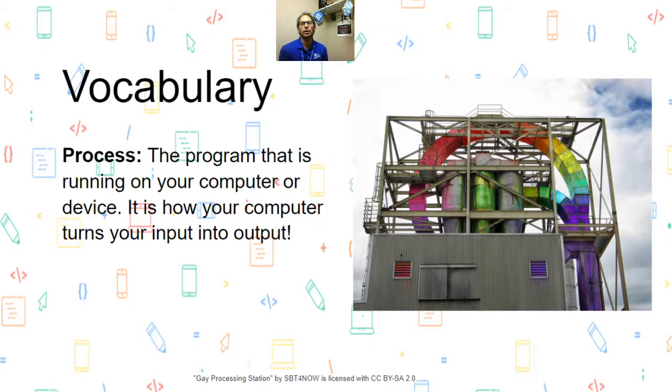Okay, and finally, our last vocabulary word is process. Okay, and the program that is running on your computer or your device, maybe your smartphone, is how the computer turns your input into output. Okay, so it's the whole thing. And there's a picture of a factory here, and if you're not sure what a factory is, basically those are things that you have your raw materials and you put it in, and at the factory they build something with that. Maybe it's a car, that kind of thing.